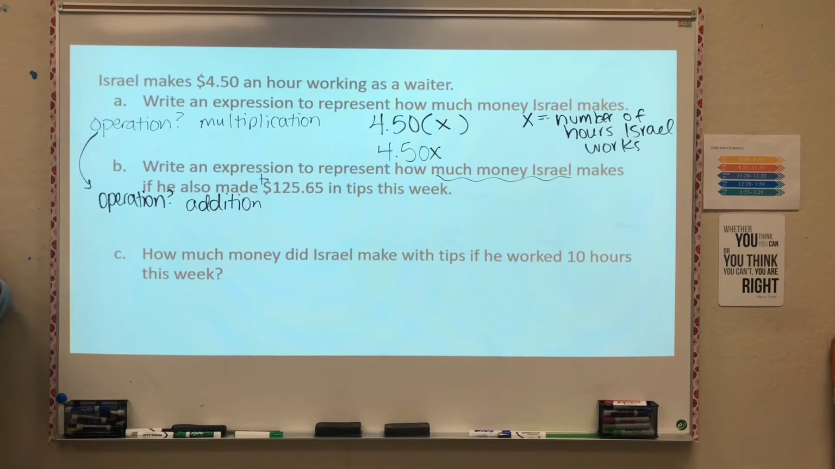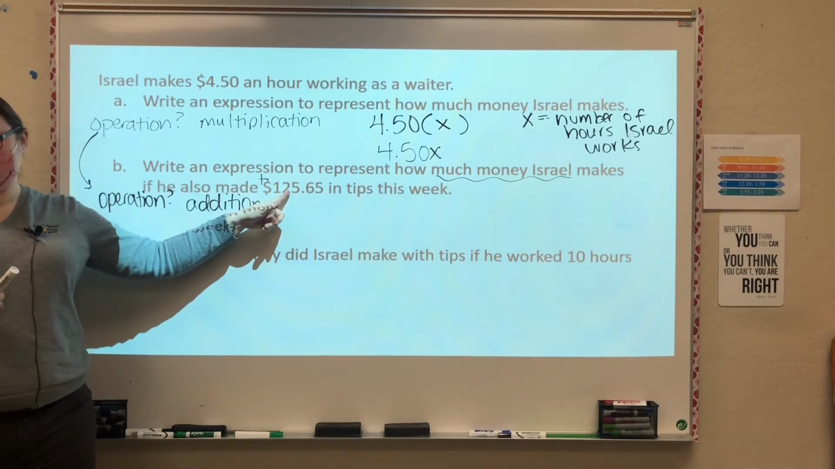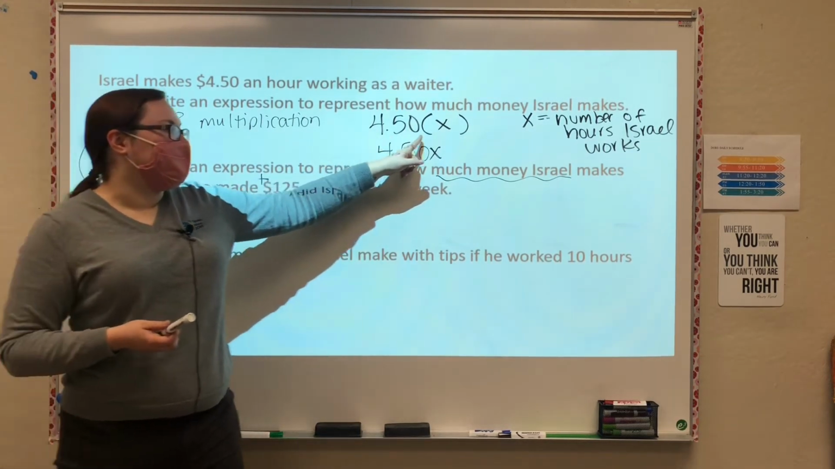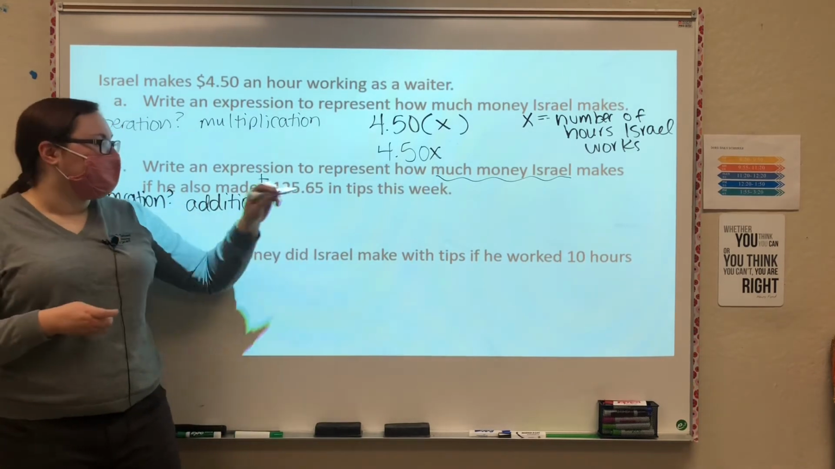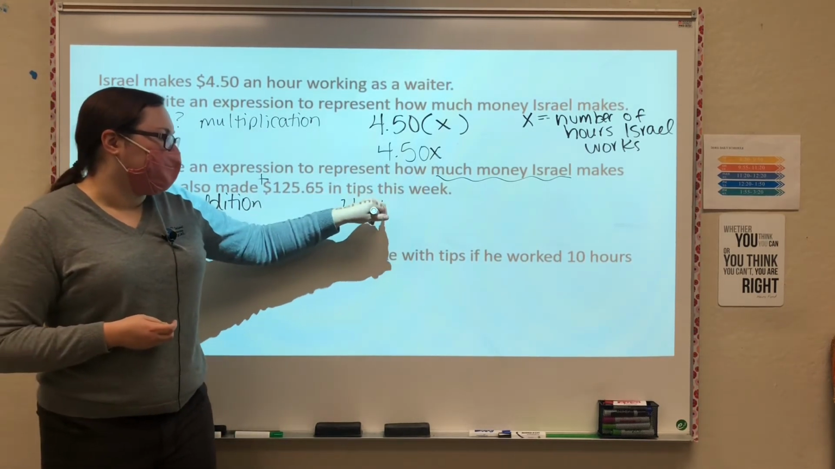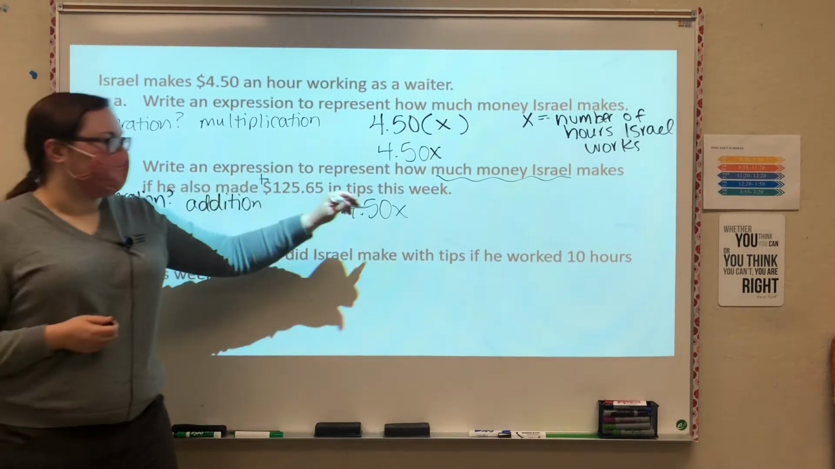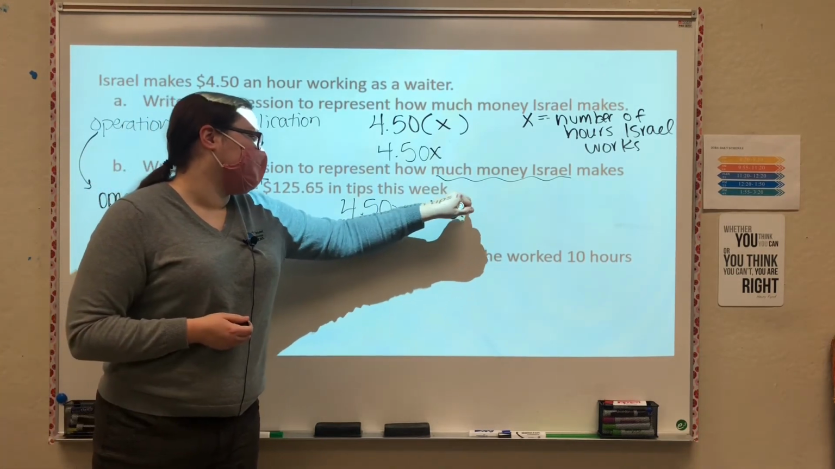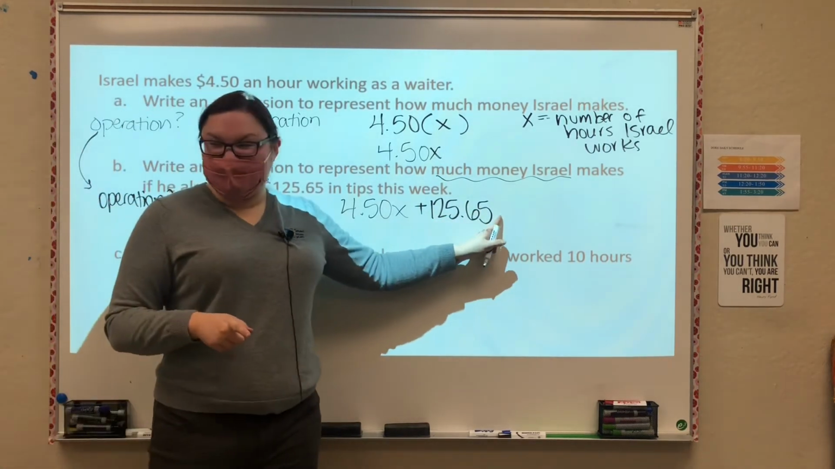So you just went ahead, I think, and you gave me everything. What are we adding here? We're adding the tips with what? The thing up here. We already figured out this represents how much total money you make after working a certain amount of hours. So we're taking our 4.50x, and then what are we doing? Plus 125. Adding in our tips of $125.